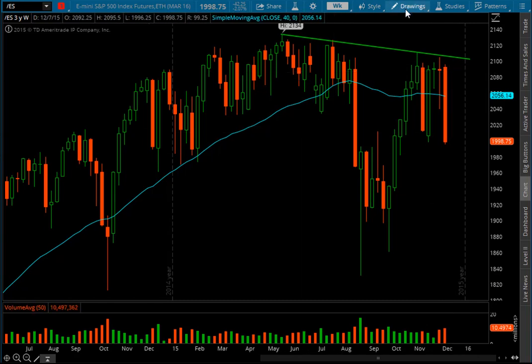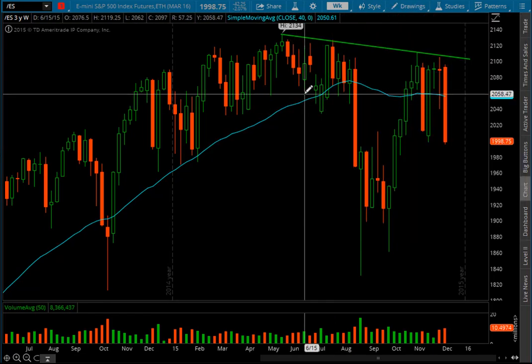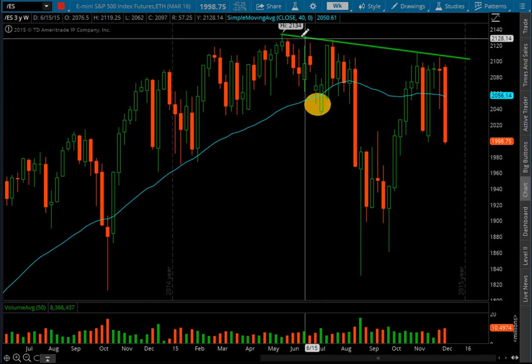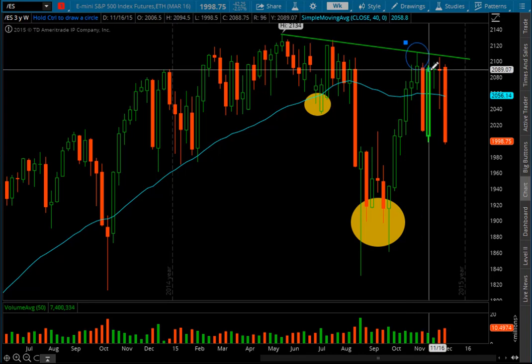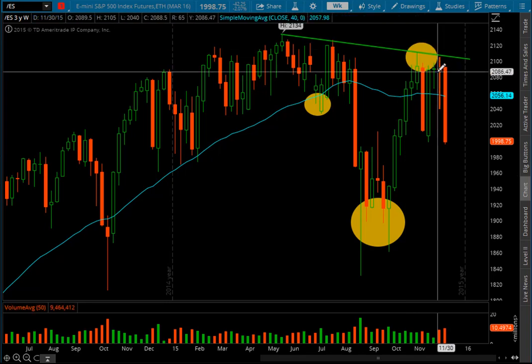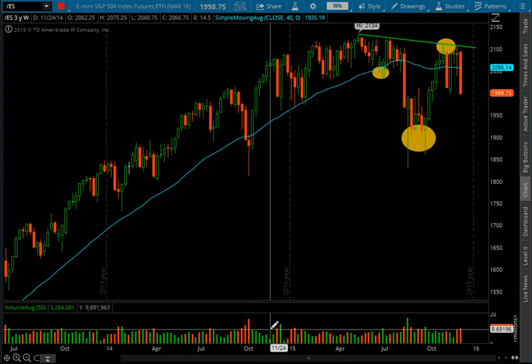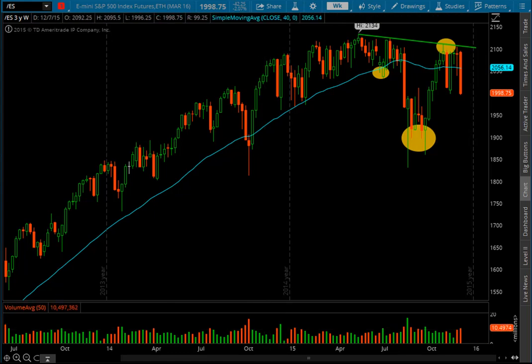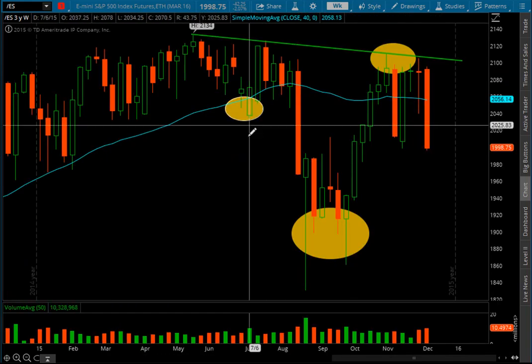also creating lower lows, lower highs, lower lows, and lower highs, okay? So what we're seeing here is somewhat of a change in direction, obviously, especially from this last week's price action. I'm also going to point out a couple of key candlesticks.